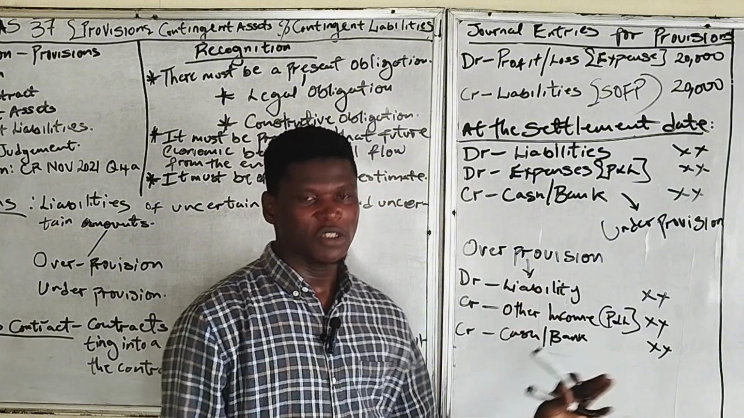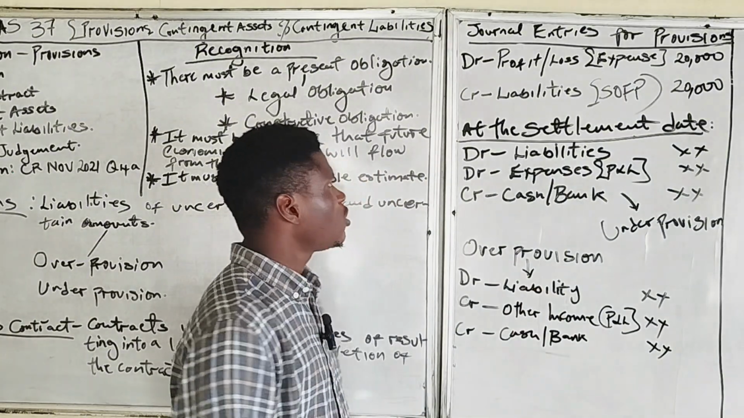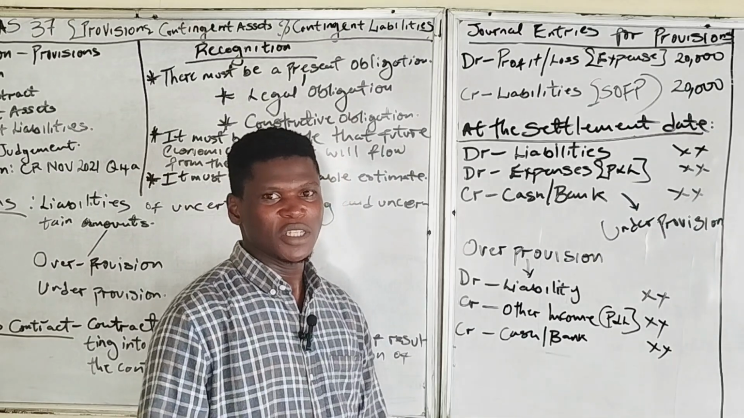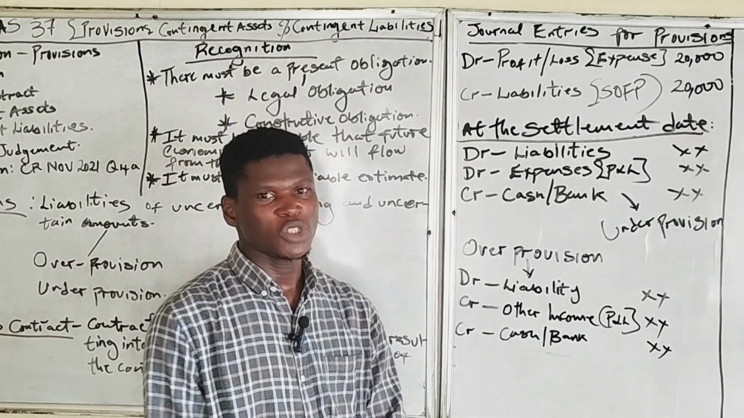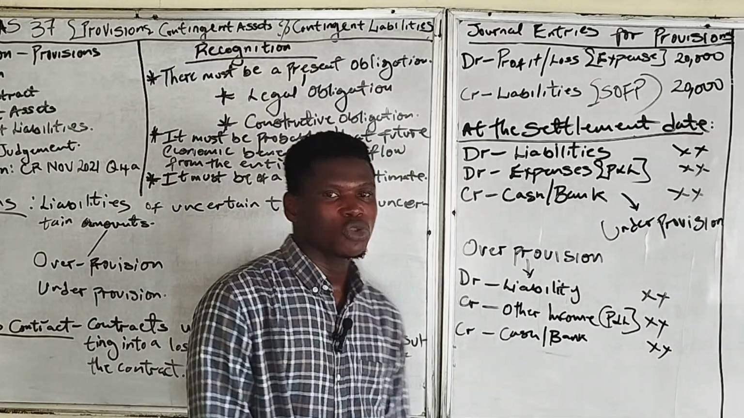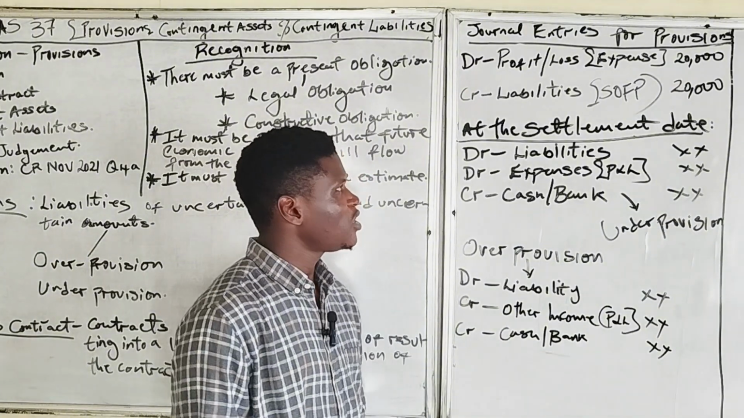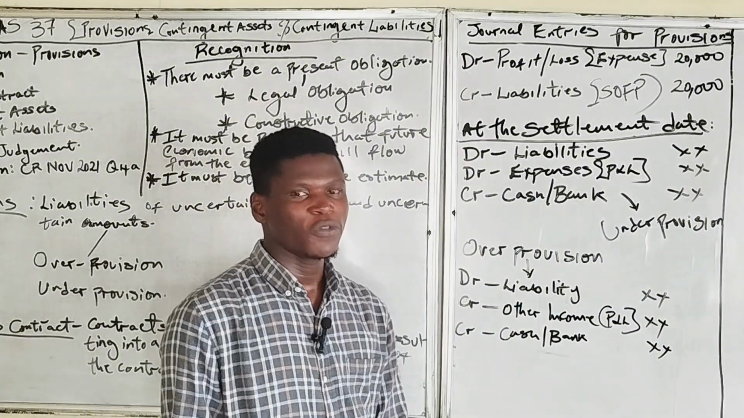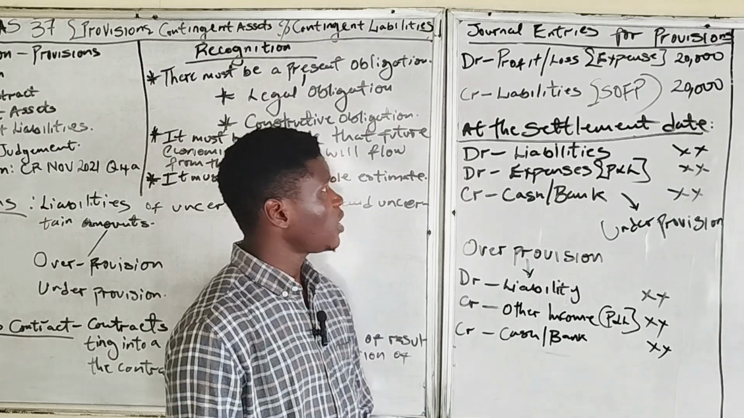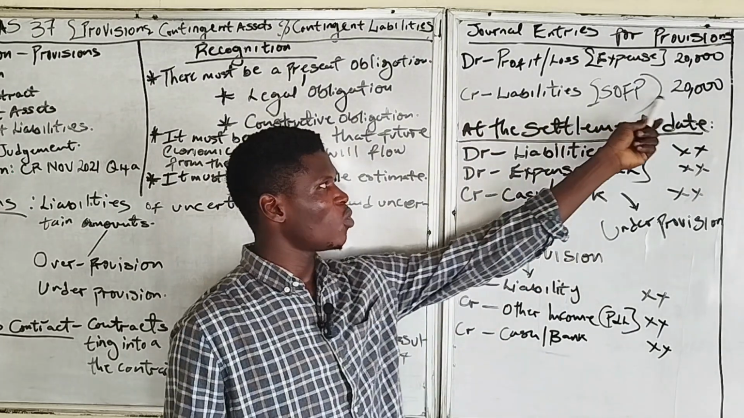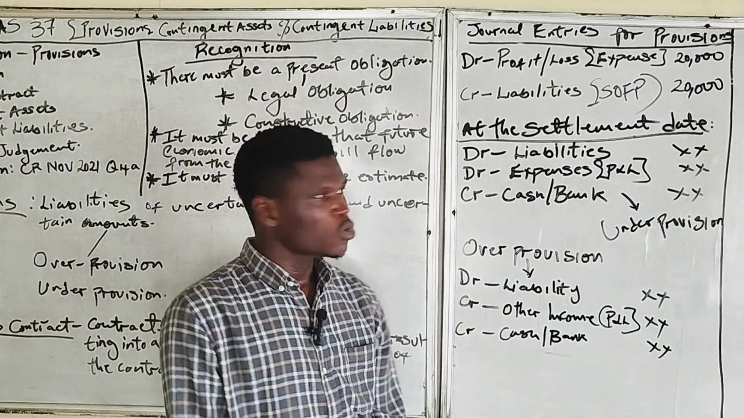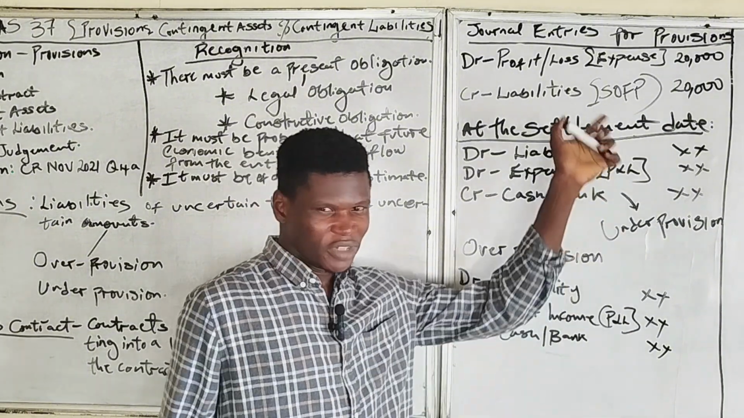That's at the initial stage. Subsequently, at the date of settlement, that's the date on which we actually want to settle this obligation, the court asked us to pay 30,000. So at the date of settlement, we are told to pay 30,000 for the obligation. Remember that we made a provision of 20,000 initially. Now we are to pay 30,000, so it means that we have under provided.